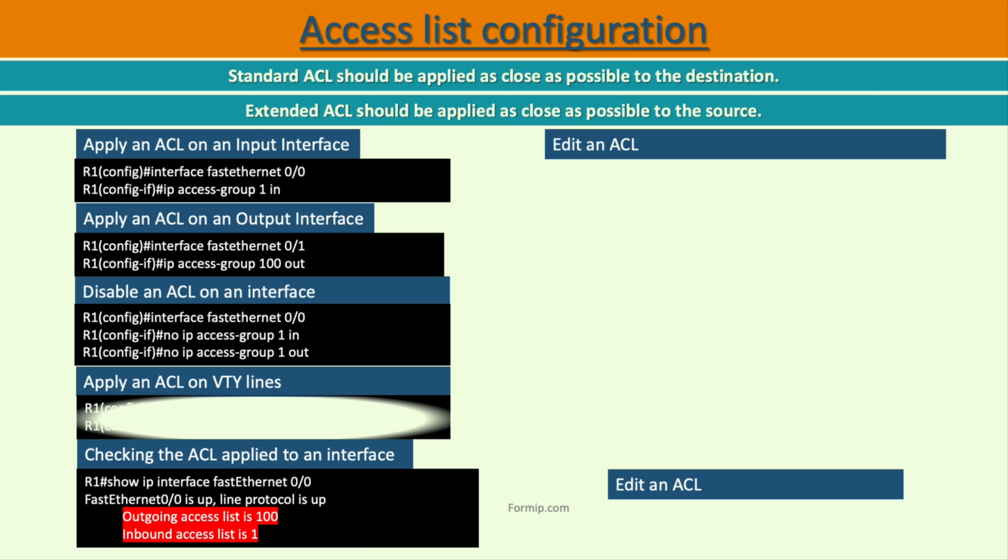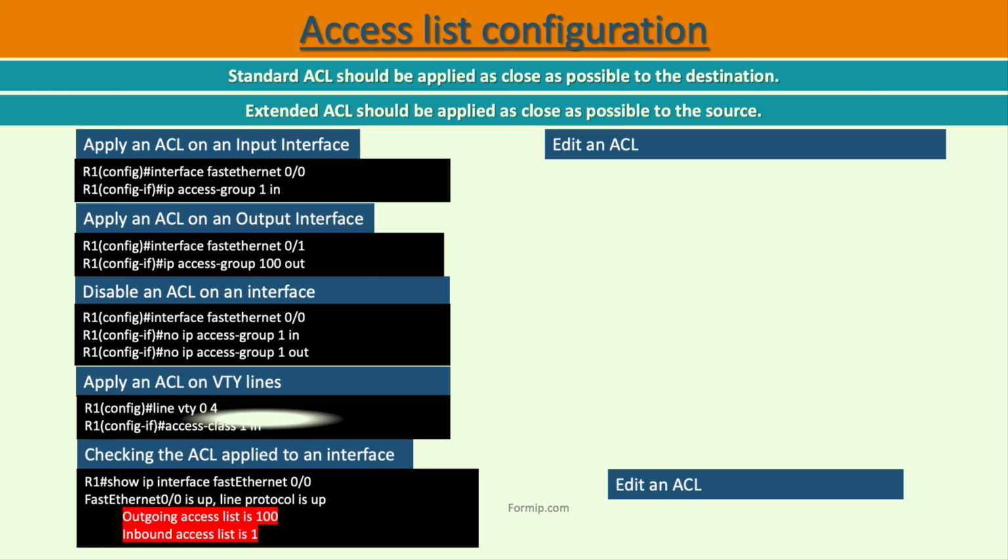If you want to disable an ACL on an interface, simply delete it with a no in front of the command. It is also possible to apply an ACL directly to virtual lines with the access-class command to allow an administrator to connect to a router. In this case, the ACL will be applied as input.